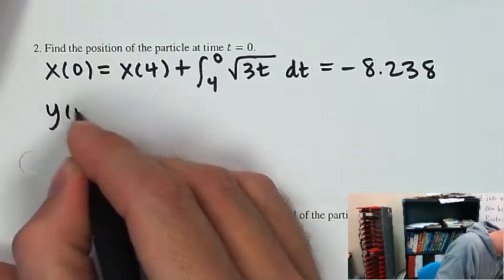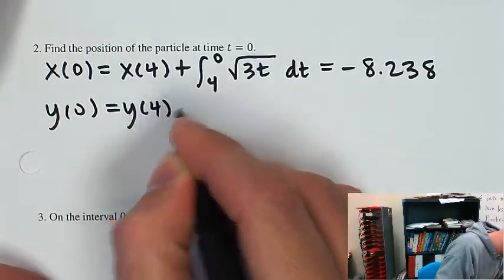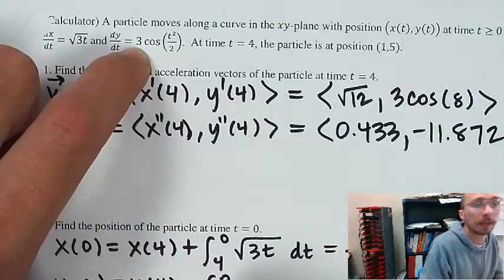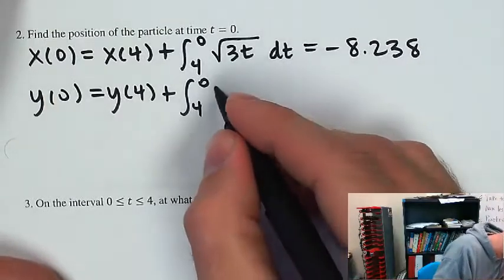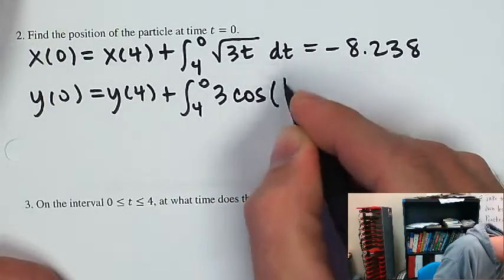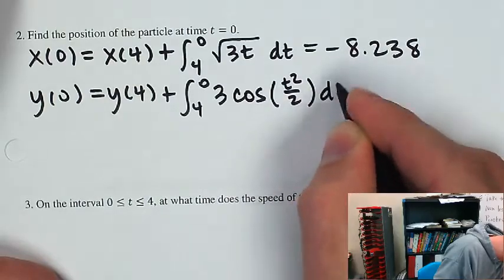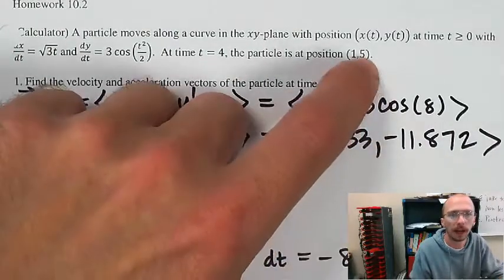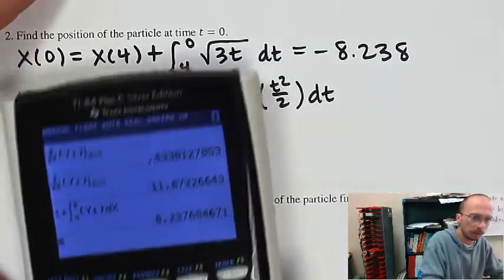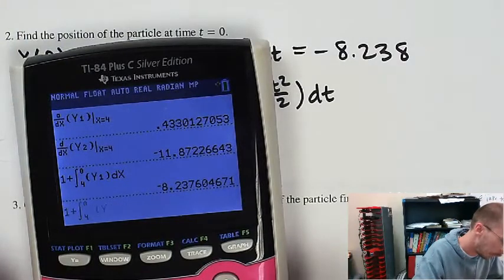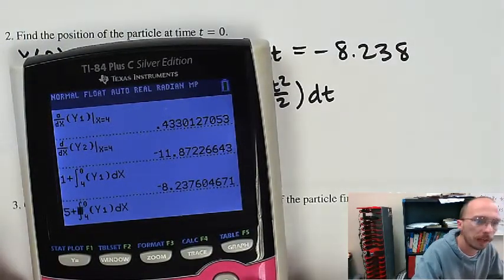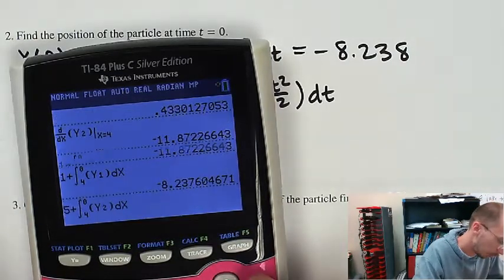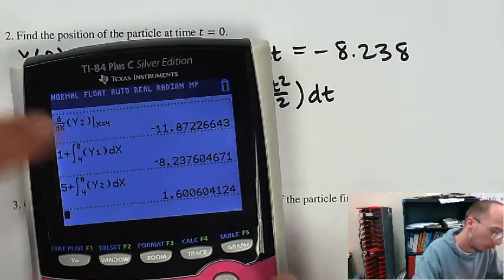And y of 0 is going to equal y of 4 plus the integral from 4 back to 0 of y prime, which is up here. You can't see it, but it's 3 cosine t squared over 2. And what was y of 4? y of 4 was 5. So I'm going to just call back for this and switch that to a 5 and switch that to y2. That gives 1.601.